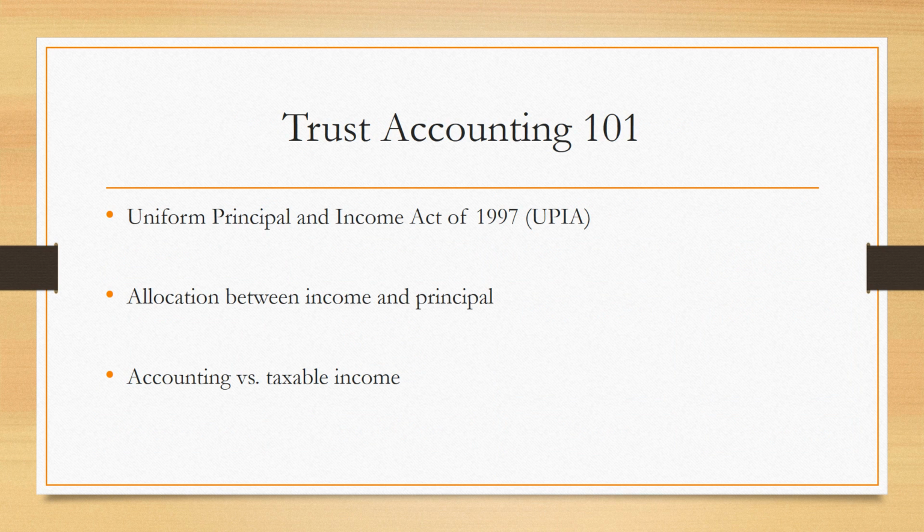The Uniform Principal and Income Act has been adopted by many states and attempts to allocate income earned, such as interest, dividends, and capital gains, between income and principal. It's important to note that there can often be large differences between the accounting income and the taxable income on a tax return.